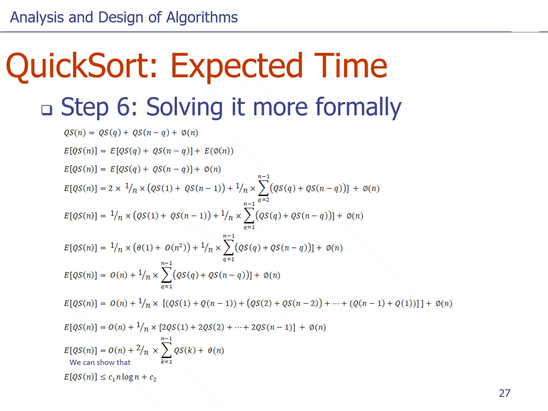So, what does this look like? The second line from the end looks like O of n plus 2 divided by n multiplied by the summation of k equal to 1 to n minus 1 of QS of k, plus theta of n. This will have to be less than or equal to n log n plus some constant. Now, how can you actually show that? How come this evaluates to this?